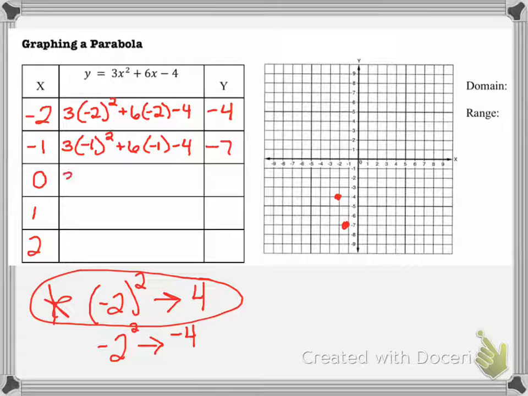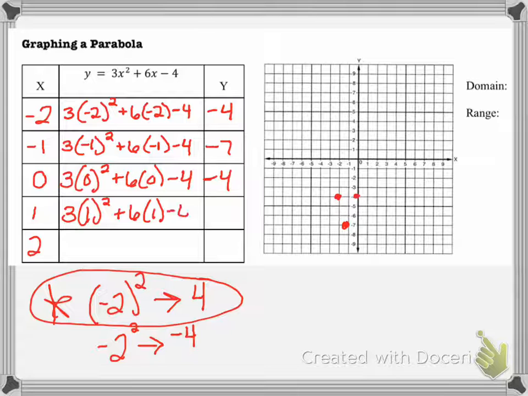Then I'll plug in 0. So I put 0 and I'll square it. Notice again how I'm just going to emphasize that I'm putting things in parentheses. So when I plug in 0, out comes -4. All right, and you can kind of see that U shape forming. So then I'll plug in 1, I'll square that, plus 6 times 1, minus 4. And when I plug that in, I get out 5. And so I go over to 1 and up to 5. And there's another point.